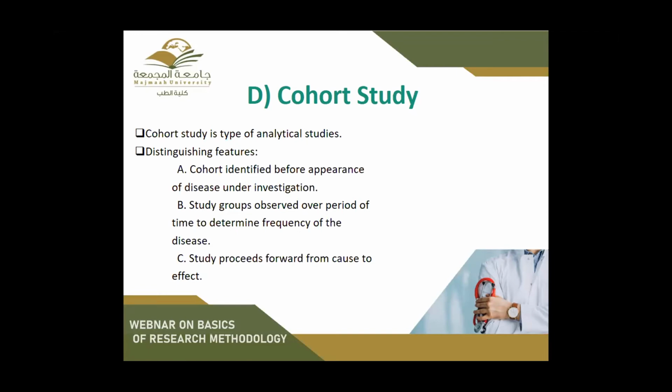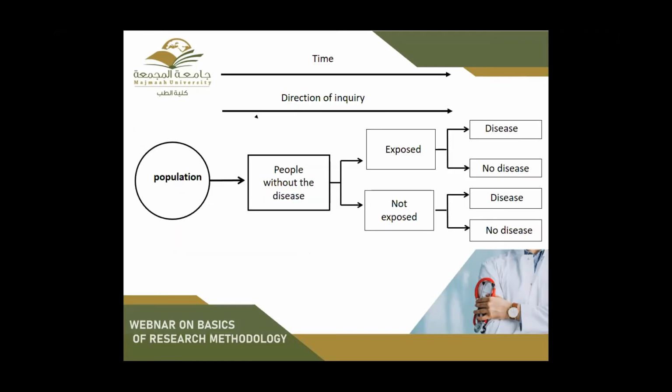Then I will have controls. So I will start with people without the disease, smokers and non-smokers, or we can say exposed and not exposed, and I will follow them, maybe for 1 year, 6 years, or 10 years. Then those who get the disease, I will count them, and those with no disease, also in the controls, having disease, no disease.